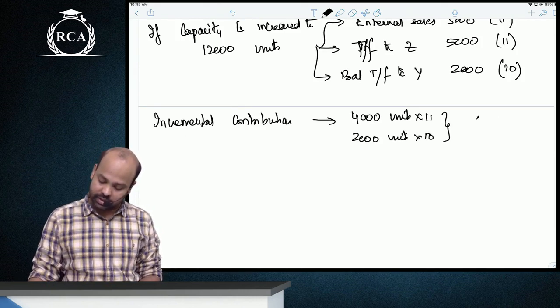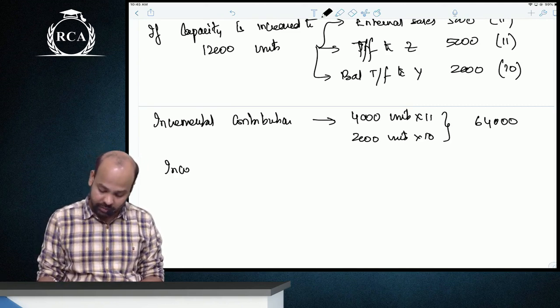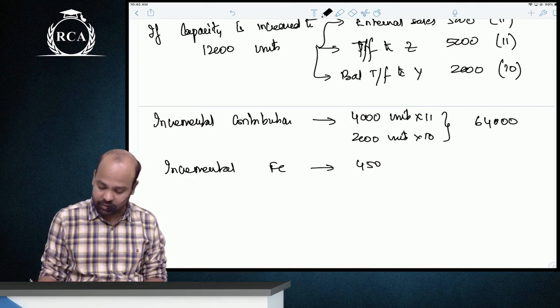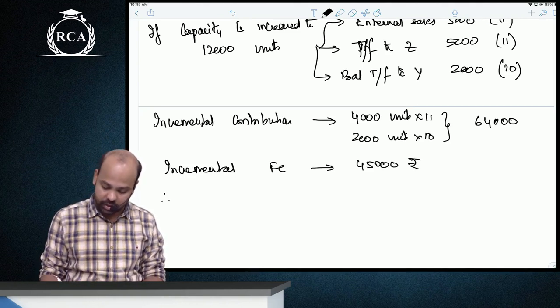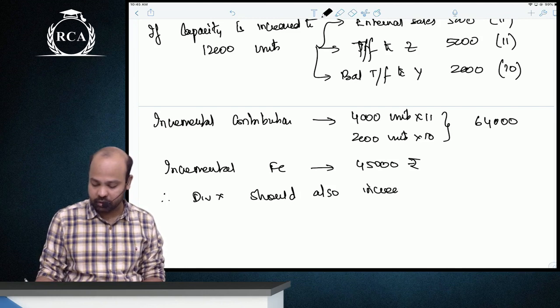So this would be 64,000, whereas the incremental fixed cost is only 45,000 rupees. Therefore, division X should also increase capacity.